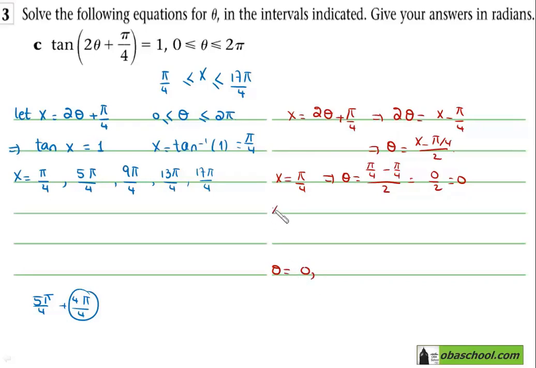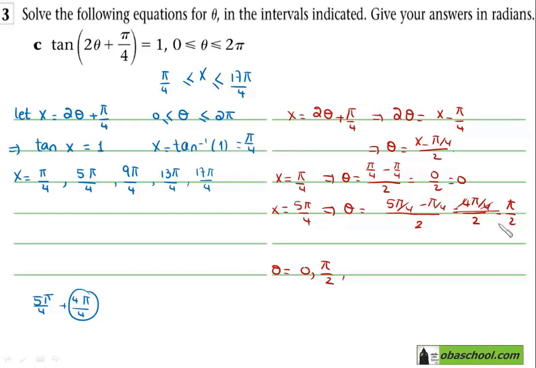So the first value of θ is 0. Now, when x is equal to 5π/4, θ is 5π/4, which is the x, minus π/4, all divided by 2. 5π minus π is 4π. So 4π over 4, all divided by 2. 4 divided by 4 is π, so π/2. This is the second value for θ. And so on. You simply substitute the value of x to find θ.